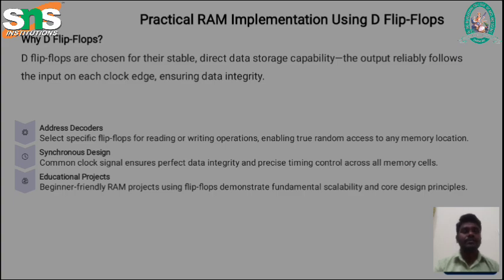This is the practical RAM implementation using D flip-flops. Why do we use flip-flops in memories? D flip-flops are chosen for their stable and direct data storage capability, and the output reliably follows the input on each clock edge, ensuring data integrity. By using D flip-flops, the data will not be lost or vanish. So here three mechanisms are there: address decoders, synchronous design, and educational projects.